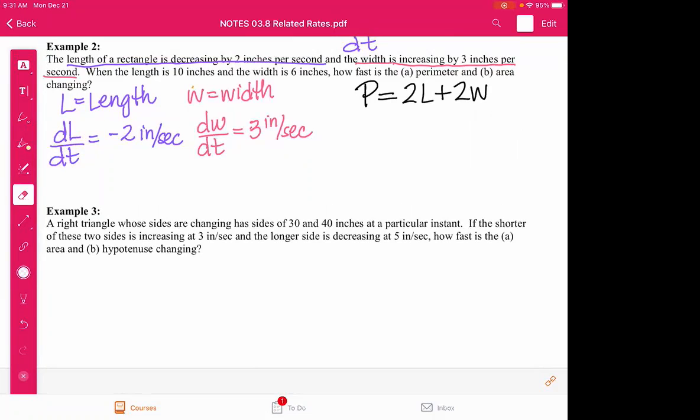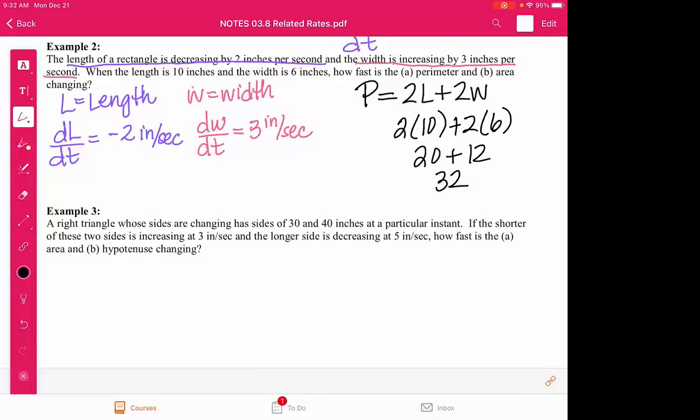Now, here's the catch with this. You do not want to put the 10 and the 6 in now. Don't do that, because if I put the 10 and the 6 in right now, I get 20 plus 12, which is 32. If I take the derivative of that, because I'm going to have to find dP dt, what's the derivative of 32 going to be? 0. And it's not 0 because it's definitely changing at a specific rate. So don't put the given information in until after you take the derivative.